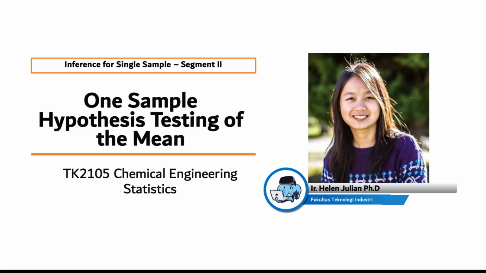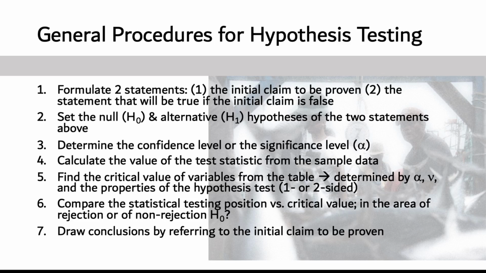Now, we will learn about how to make one sample hypothesis testing of the mean. So in general, the procedure for hypothesis testing is as follows. First, we have to formulate two statements. One is the initial claim to be proven, and two is the statement that will be true if the initial claim is false. That's what we know as H0 and H1. Then the statement should be converted to mathematical statement, and that's when we have the H0 and H1.